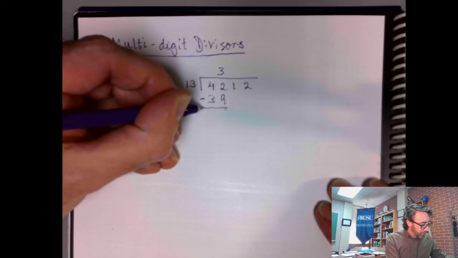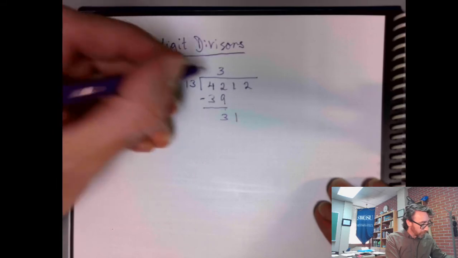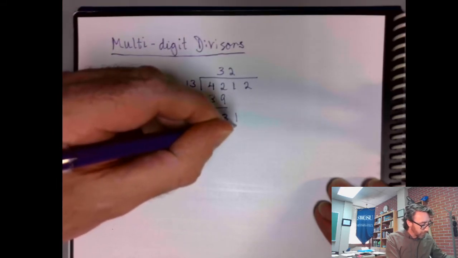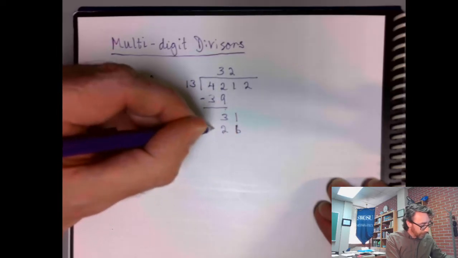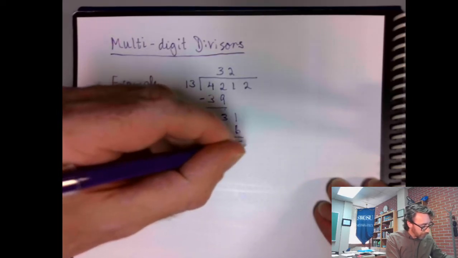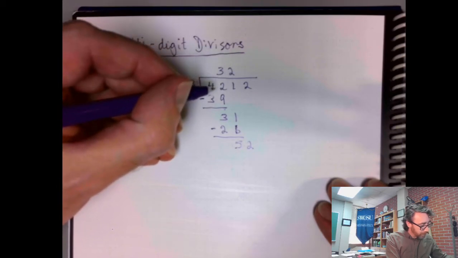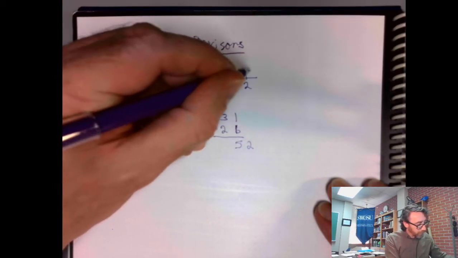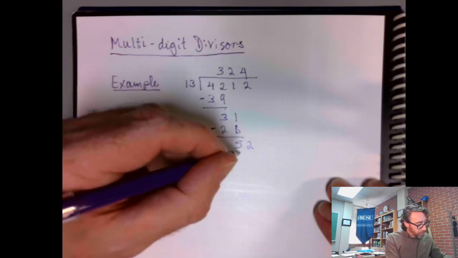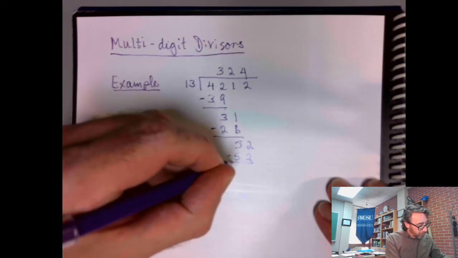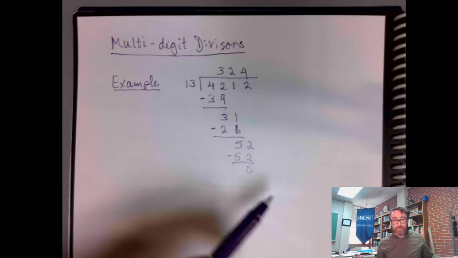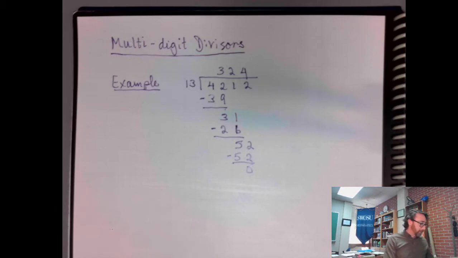So I've distributed 39 things. I've got 31 left over. Looks like I can get 2 copies of 13 in there. 26 things. 52. And, oops, sorry, I forgot to write out my quotient there. And, okay, lo and behold, the division comes out even. So the quotient is 324, the remainder is 0.